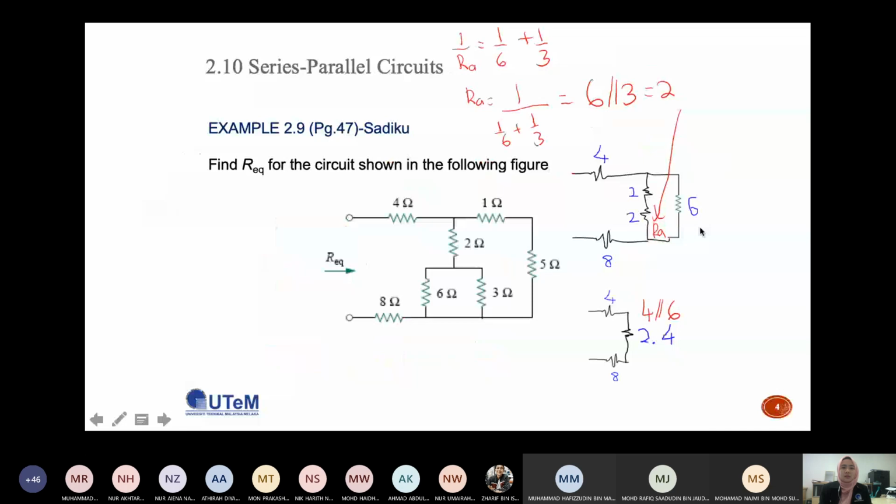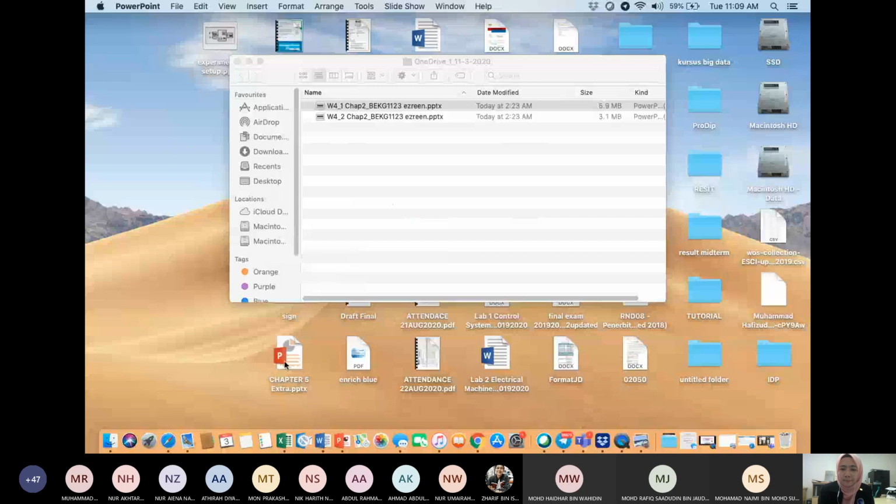Now let's look at example 2.9 at page 47. You have this circuit, and the question asks you to find the R equivalent. The R equivalent is the total resistance looking from here. If you have a circuit like this, to find the R equivalent, you must make sure that you start from here. So now let's do example 2.9.